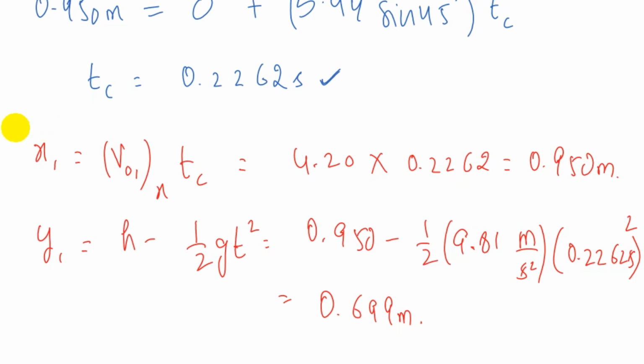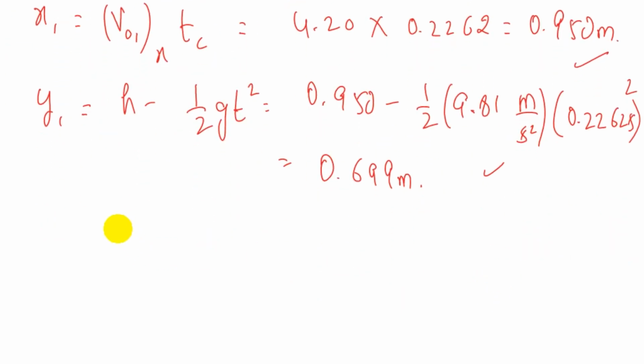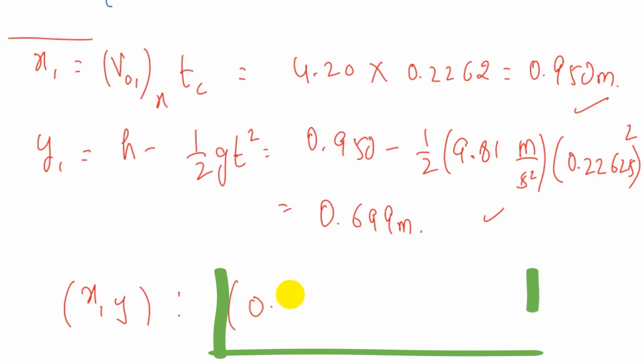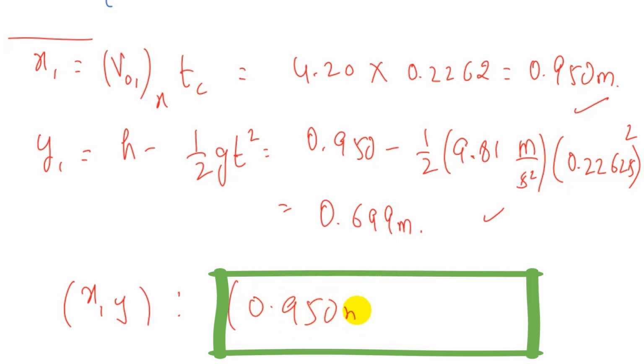I've found the coordinates using marble 1. You can calculate the coordinates by using marble 2 also. You'll get the same answer. So finally we can conclude that the x and y coordinate we have is 0.950 meter, comma 0.699 meter.